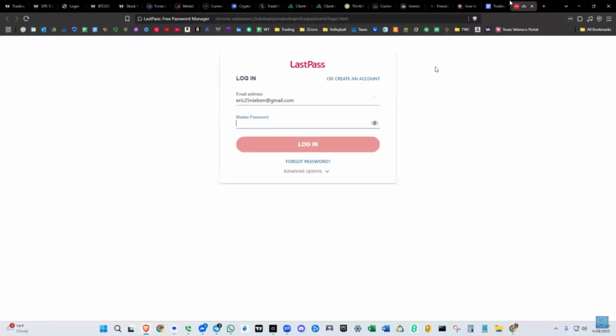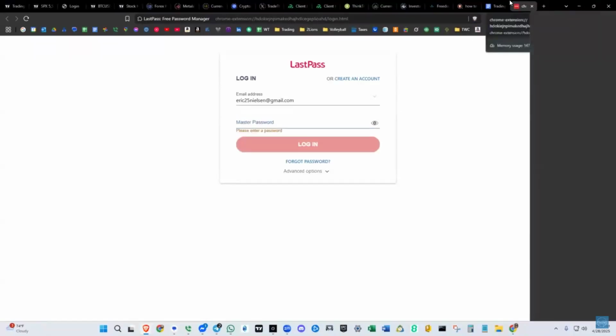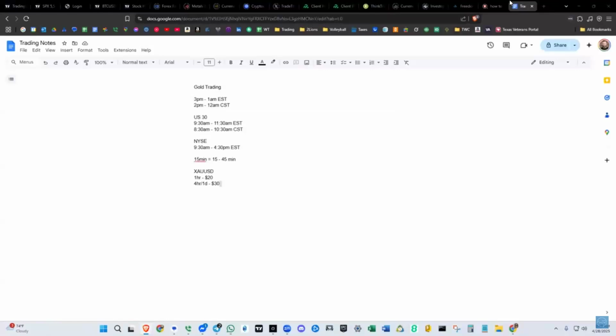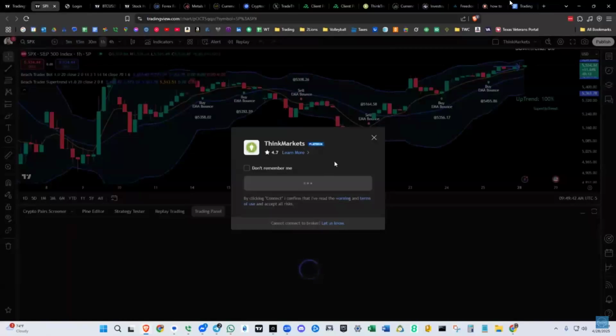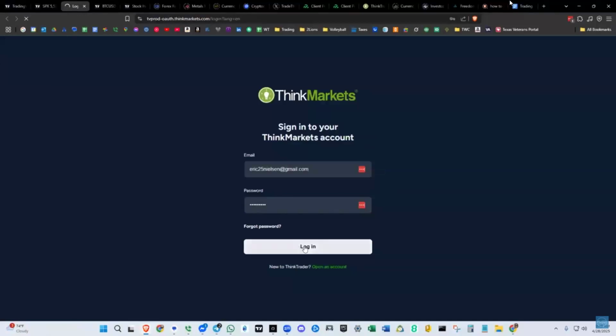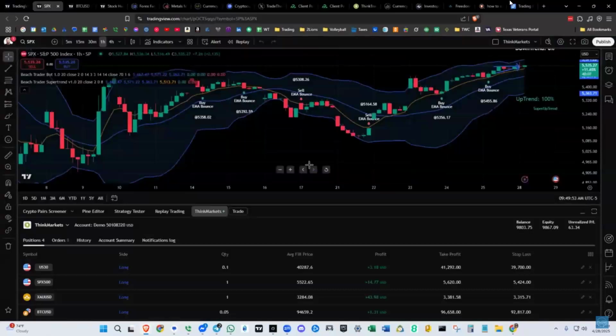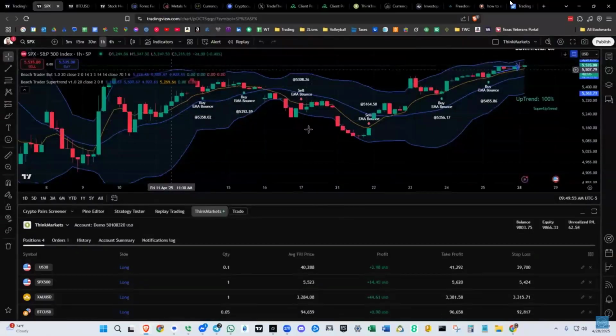Then I type in my info. One second. I type in my password, and there we go. And then I'm logged in. So look at all the trades that he has on the bottom.